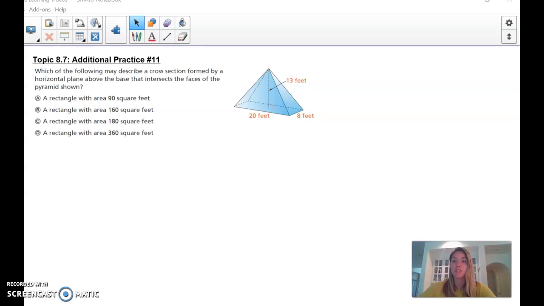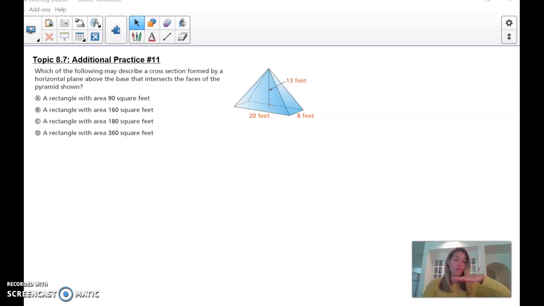All right, this is our topic 8.7, additional practice problem number 11. It says, which of the following may describe a cross-section formed by a horizontal plane above the base that intersects the faces of the pyramid shown? So, formed by a horizontal plane.